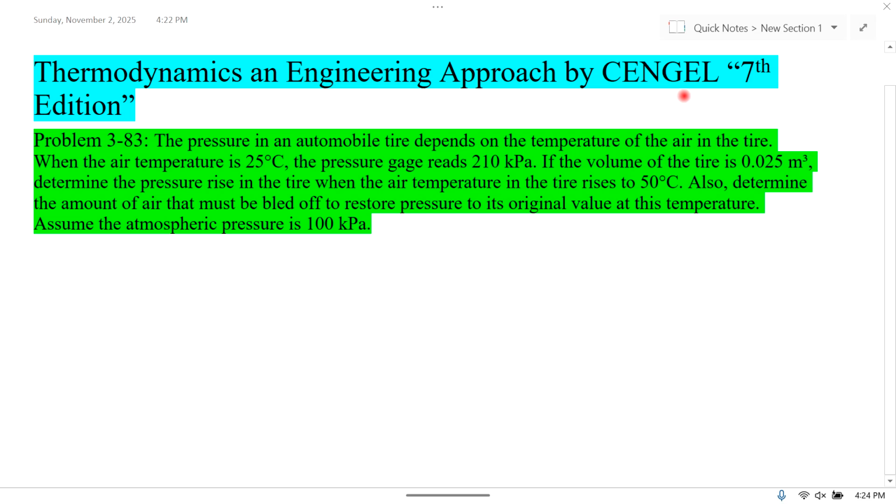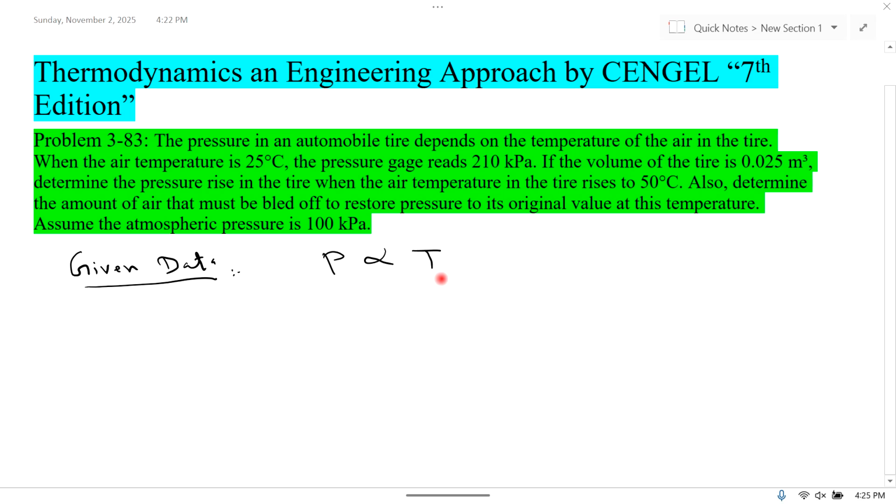The problem statement is: the pressure in an automobile tire depends on the temperature of the air in the tire. First, I write the given data. So pressure will depend on the temperature. That is basically Gay-Lussac's law. Pressure is directly proportional to temperature.